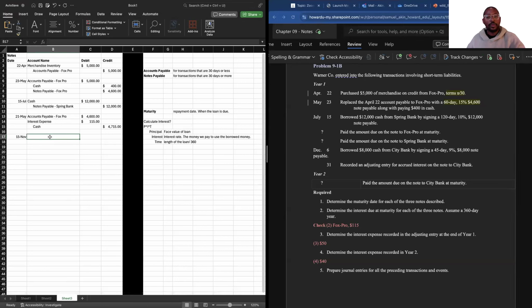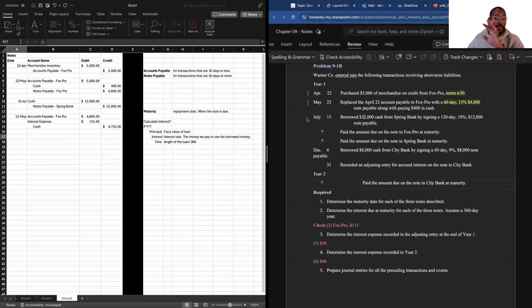All right, so on November 15th, where did we? So now let's look at this problem where it says paid the amount due to Sandy Spring at maturity. So what we need to do is go back to the original transaction to see what's happening. Well, on July 15th, we signed a 120-day note.